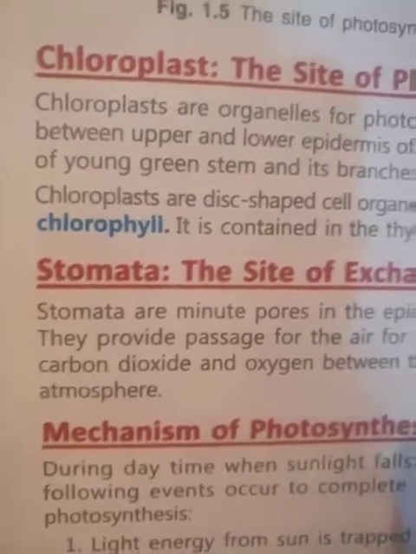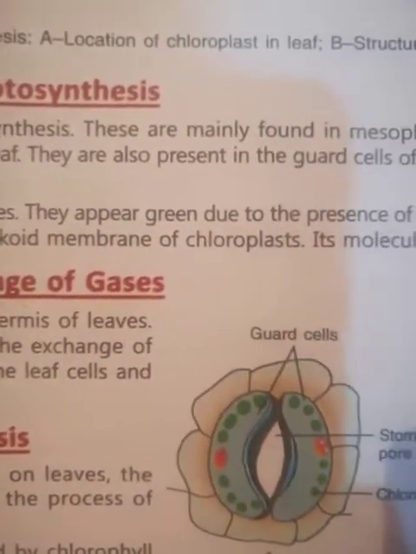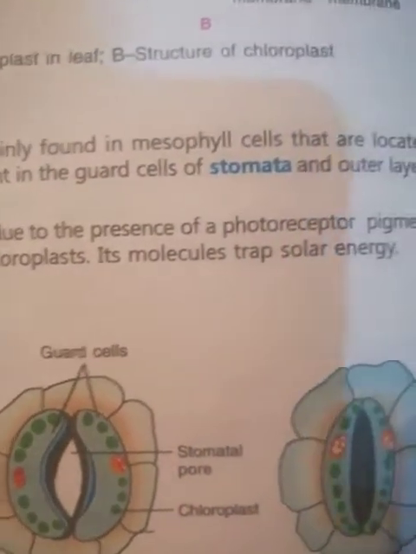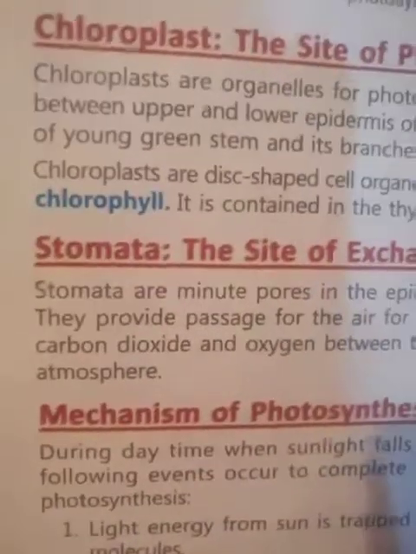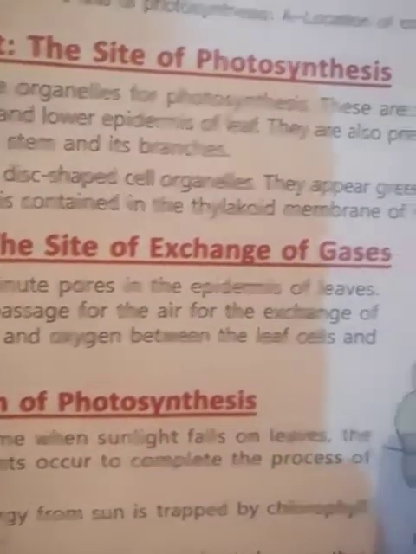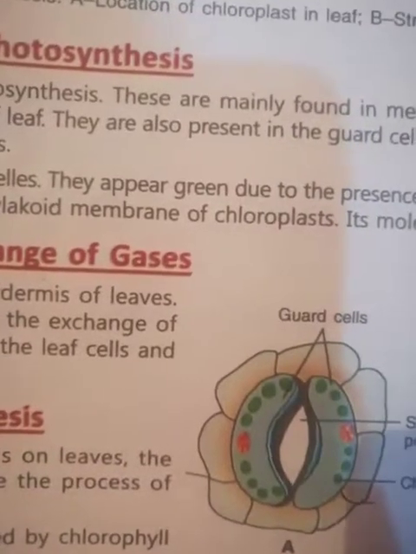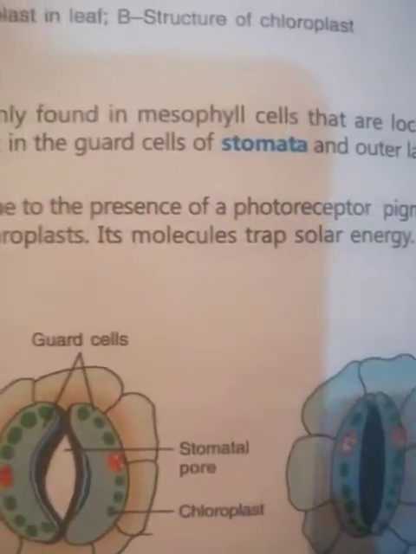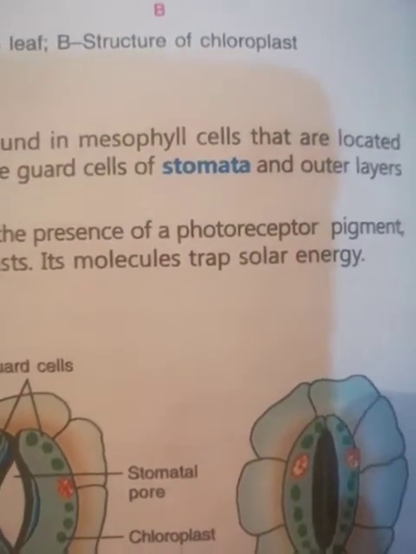Chloroplasts are disc-shaped cell organelles. They appear green due to presence of a photoreceptor pigment, that is chlorophyll. It is contained in the thylakoid membrane of chloroplast. Its molecules trap solar energy.